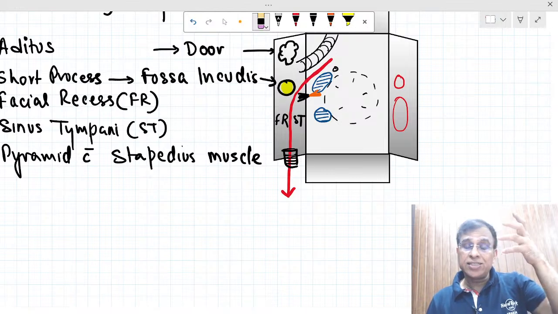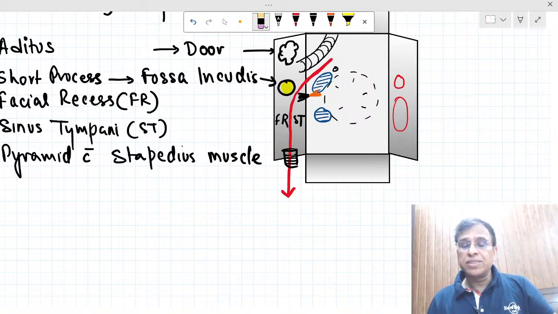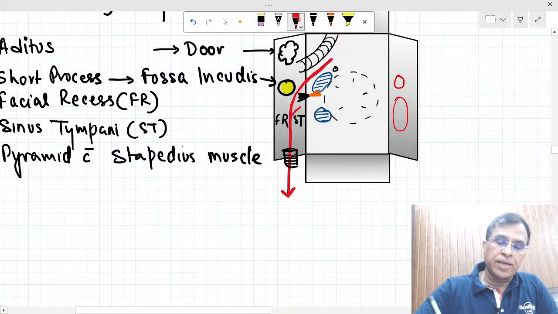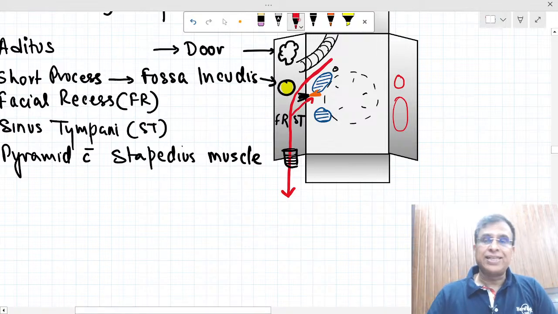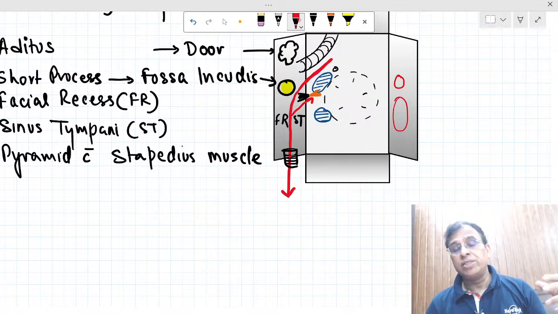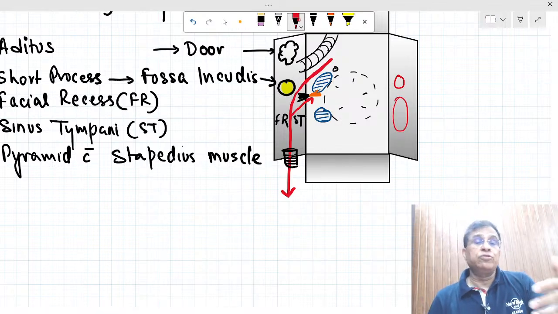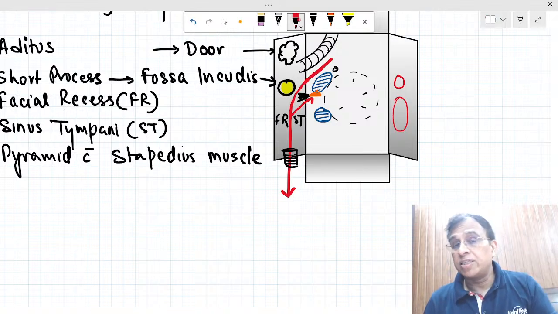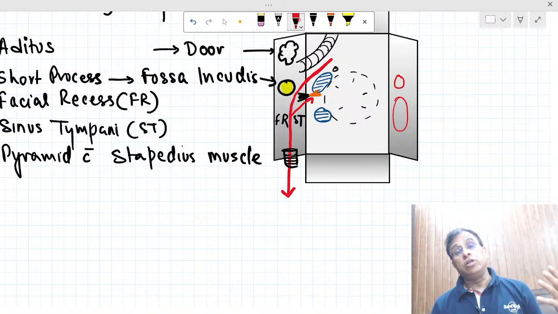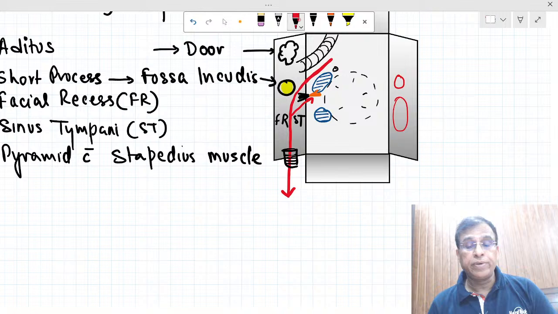And can you guess which nerve will supply this muscle? Obviously a branch of the facial nerve goes and supplies this muscle. That is a very logical thing. And the name of the branch is nerve to stapedius. See, look at the name, nerve to stapedius is going to supply the stapedius muscle. But the point is, in the posterior wall of the middle ear, there is a branch also, of the facial nerve, called nerve to stapedius.